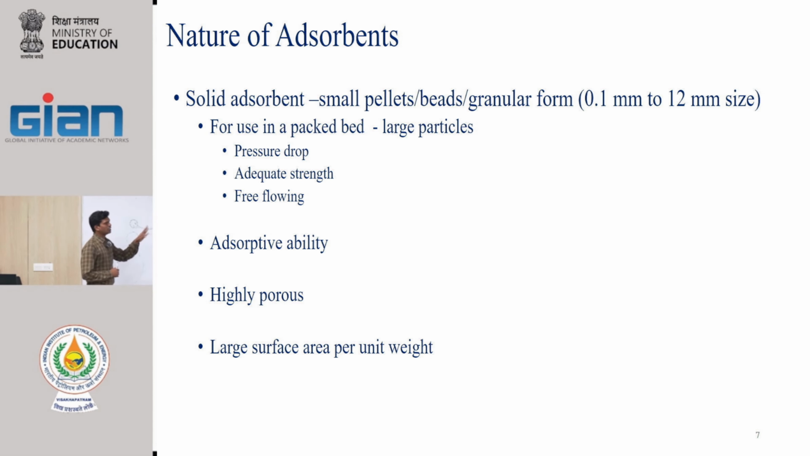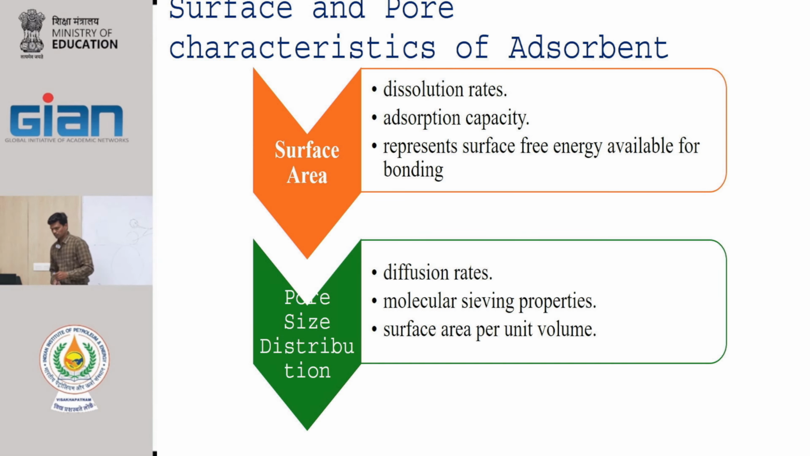So the third one is highly porous. We want a porous material. If it is highly porous, it can accommodate more gas molecules into the system. Then the fourth one is large surface area per unit weight. Whenever for a unit weight you have large surface area, a lot of molecules can go and sit onto the surface, because it's a surface phenomenon. Okay.